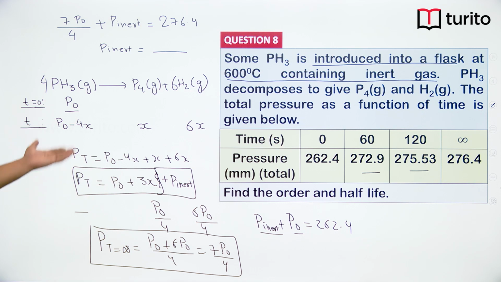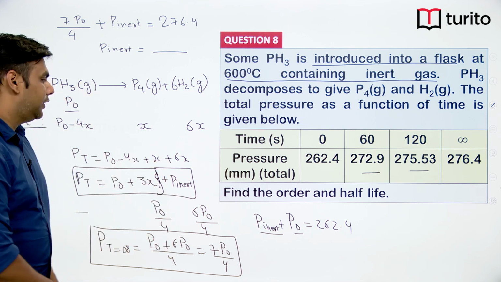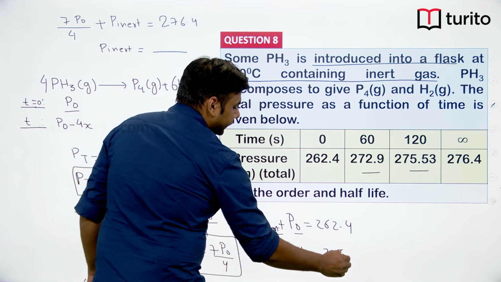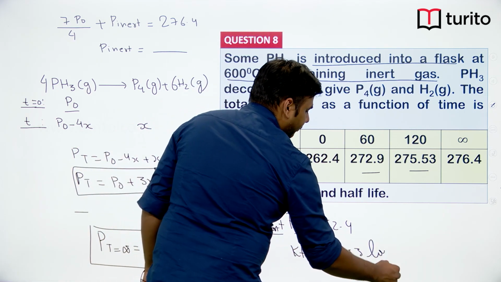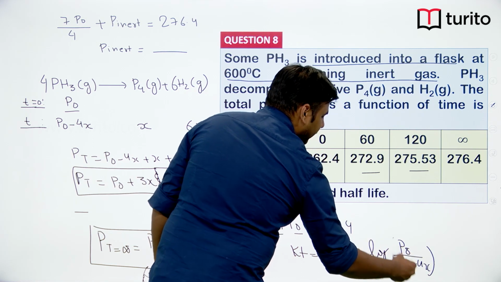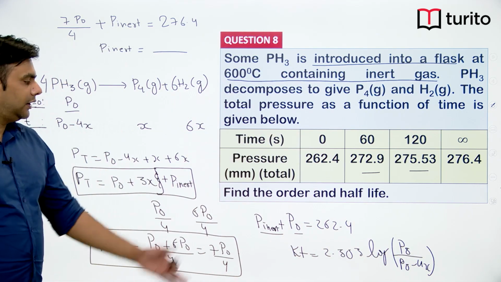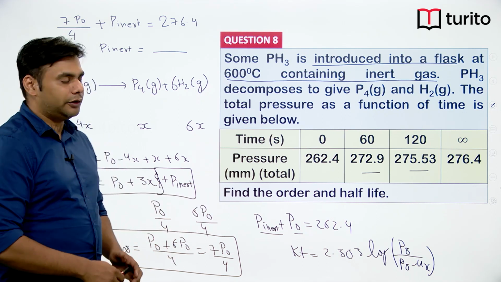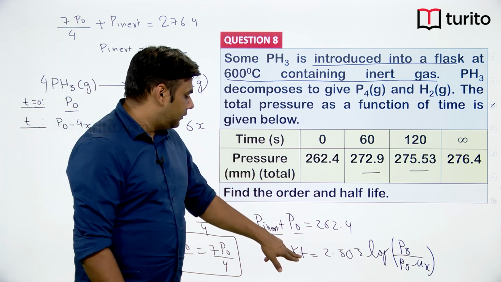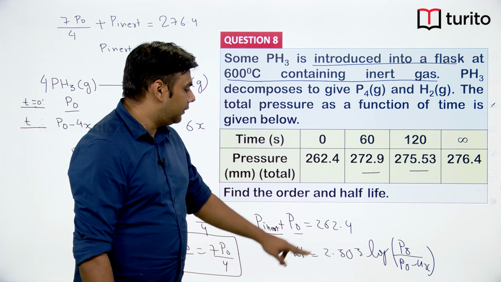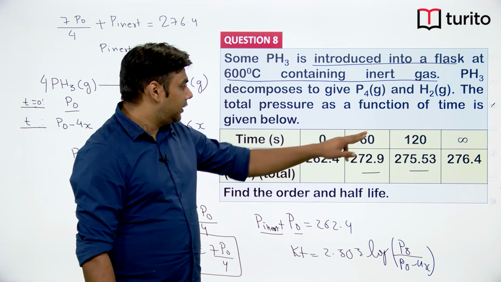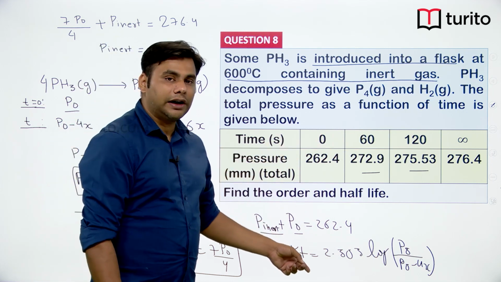So once you get the value, assume it to be a first order reaction. So basically Kt will be equal to 2.303 log of P naught upon P naught minus 4x, because the inert gas is not participating in the reaction, we will not consider the inert gas in the expression. If you put the value of time t as 60, you can calculate the rate constant. Similarly, you can calculate the rate constant at 120 seconds.